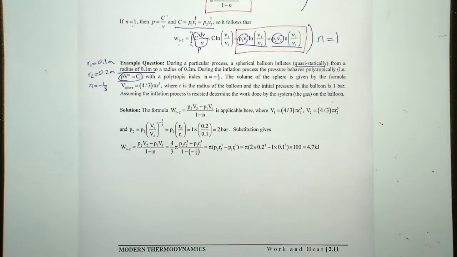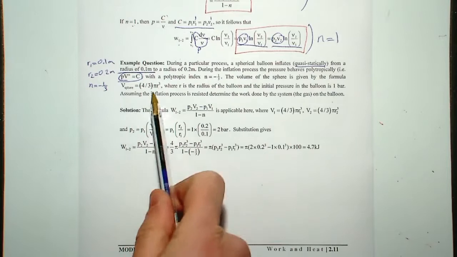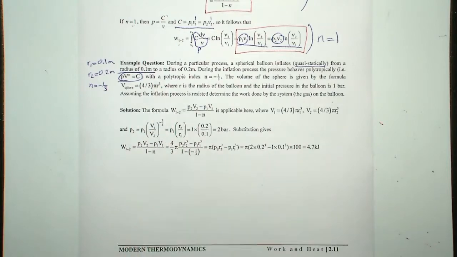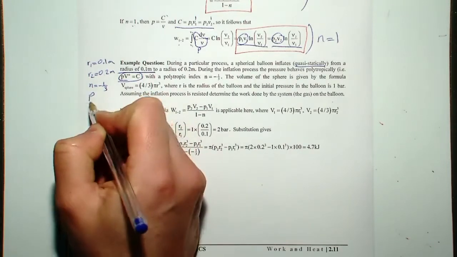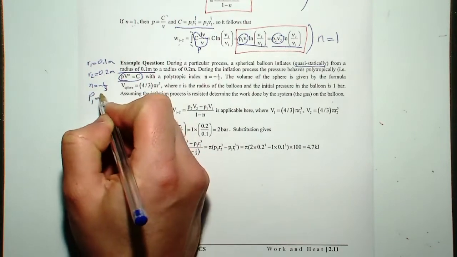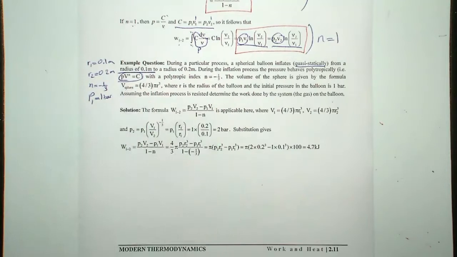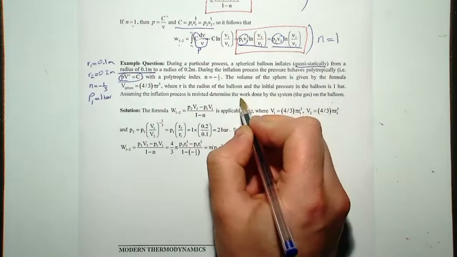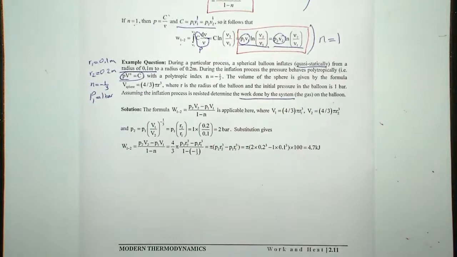The volume of the sphere, we know, is given by this equation. Again, that's a generic equation for the volume of a sphere, and R is the radius. The other piece of information we know is that the initial pressure is 1 bar. What do we have to find out? We want to find out what is the work done by the system.